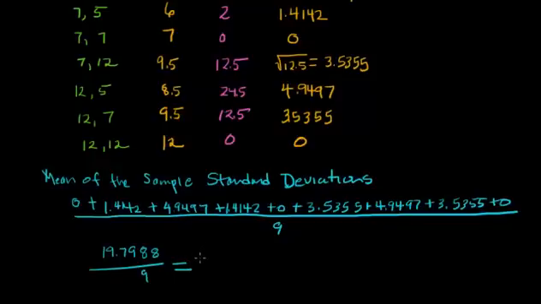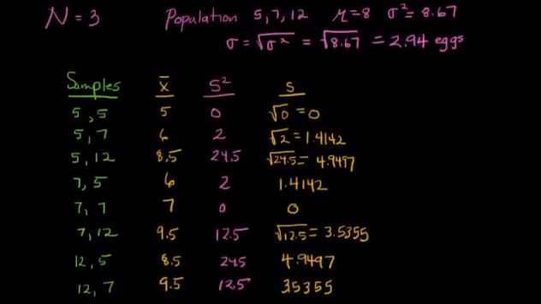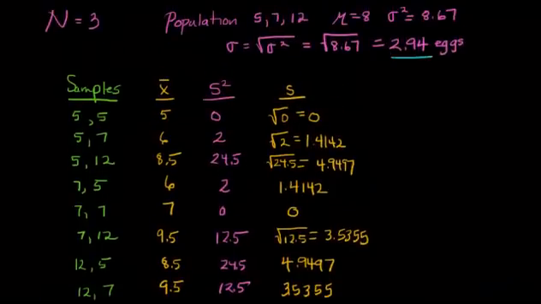And this is approximately 2.19986. And since when we did the population standard deviation, we went to 2 decimal places, I'm going to say this is about 2.20 eggs. But now we're getting something different than we've seen with the mean and the variance. When we did the same thing for the mean and variance, we found the exact same number. 2.20 is not the exact same as 2.94.